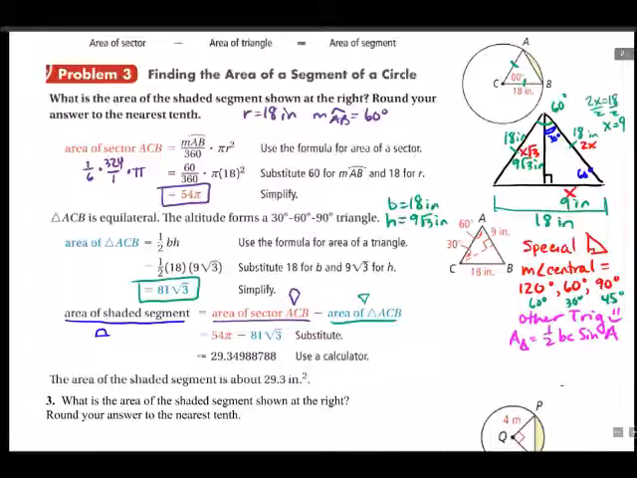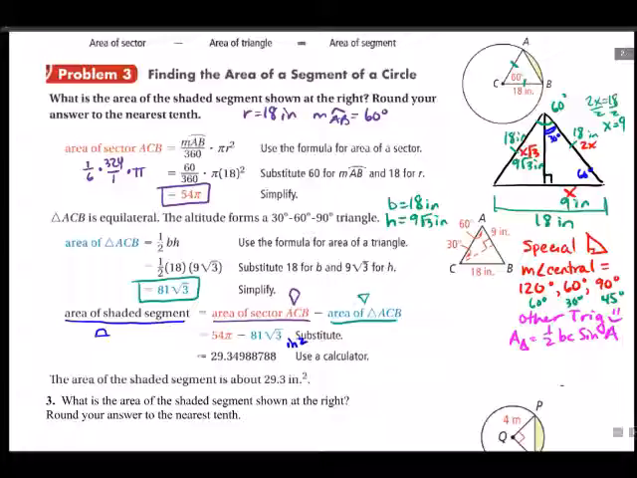And look what we have here: 54 pi minus 81 square root 3. Those are not like terms. We are going to leave these problems in terms of pi and simplest radical form. So we would just put the answer of 54 pi minus 81 square root 3, and our unit is inches squared.